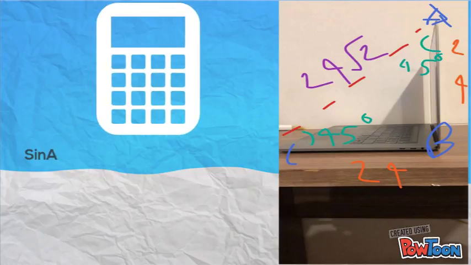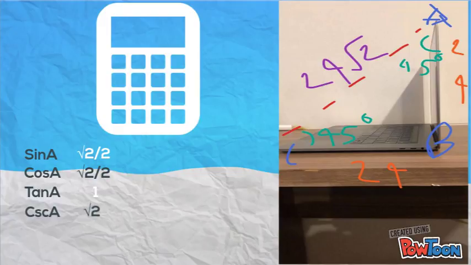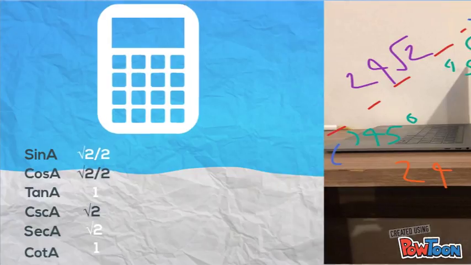The sine of A would be square root of 2 over 2. The cosine of A would be square root of 2 over 2. The tangent of A would be 1. The cosecant of A would be square root of 2. The secant of A would be square root of 2. The cotangent of A would again be 1.